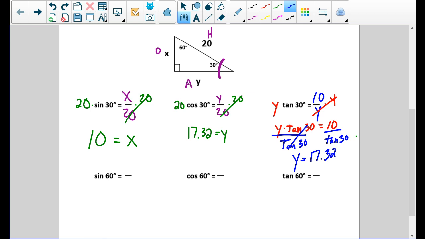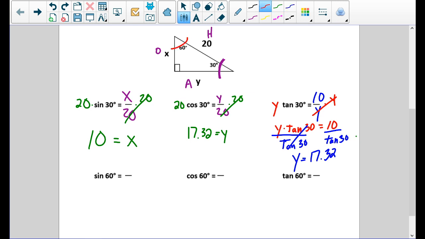Now, there's not necessarily a wrong way or right way to do this, as long as you're including what you're trying to find. Because I have both angle measures, I could use sine or cosine to find x or y. We can do the same kind of concept here.